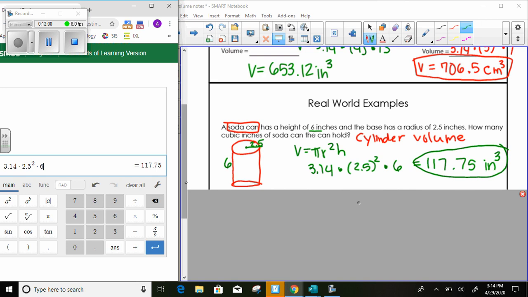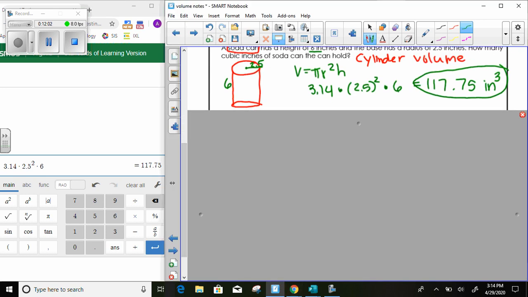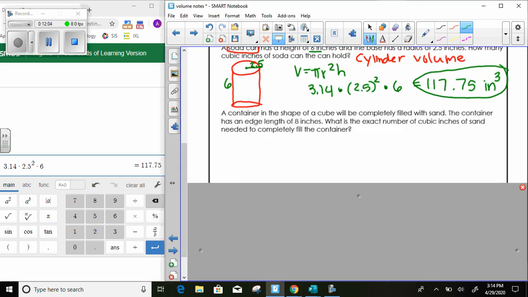The next real-world example we're going to look at is this one here. A container in the shape of a cube will be completely filled with sand. The container has an edge length of 8 inches. What is the exact number of cubic inches of sand needed to fill the container? So we're going to draw a picture.